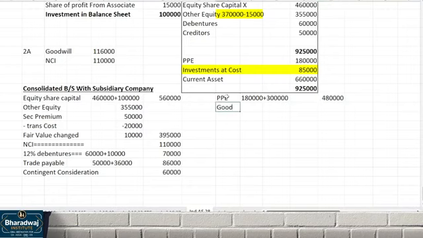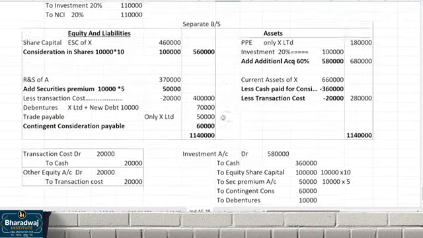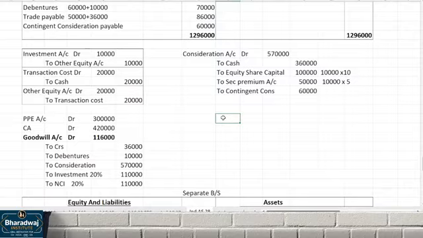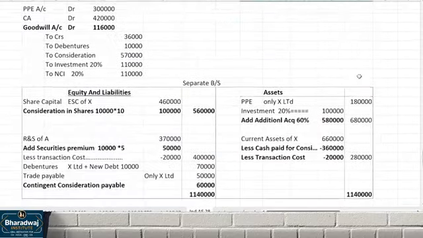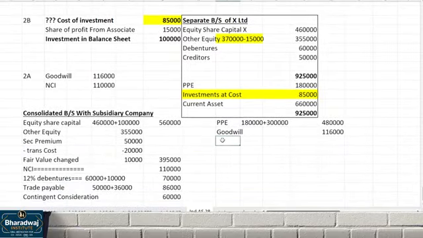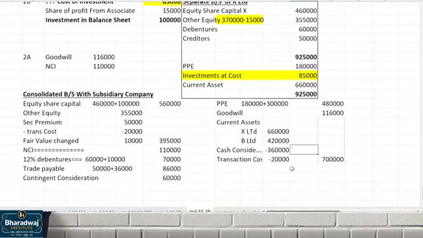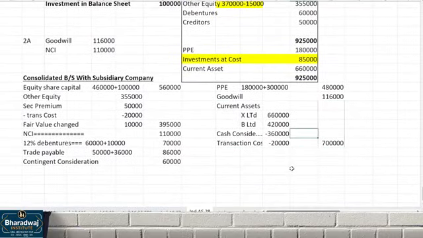Then the goodwill that we worked out. What is the goodwill that we worked out? 1,16,000, that will be the same. Current assets, same workings.